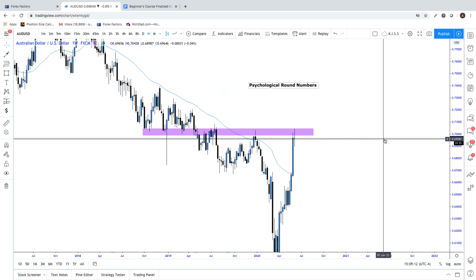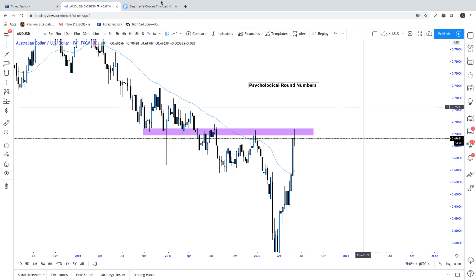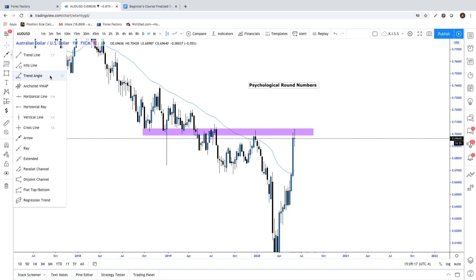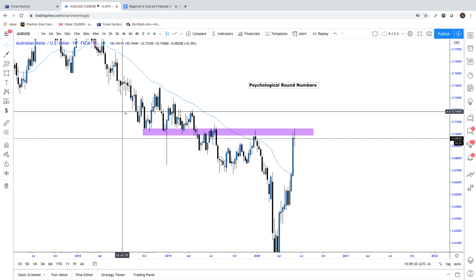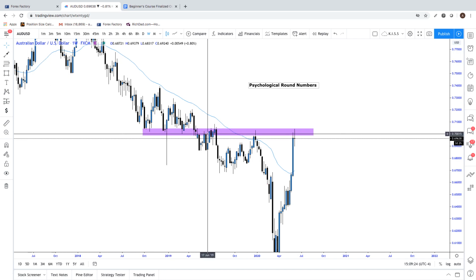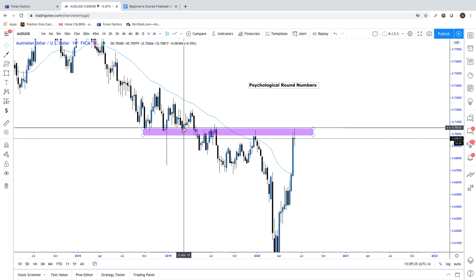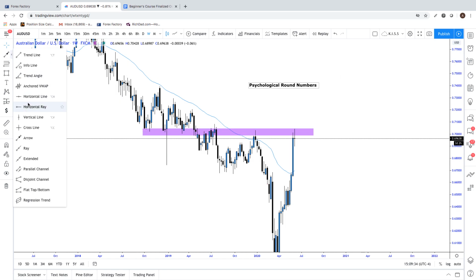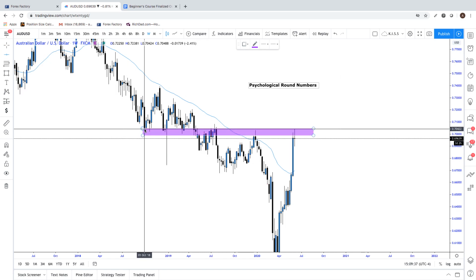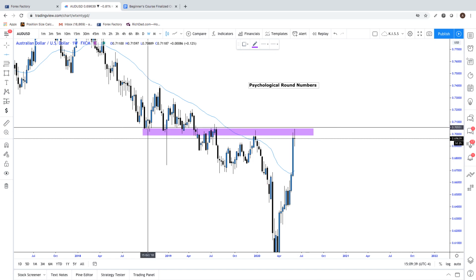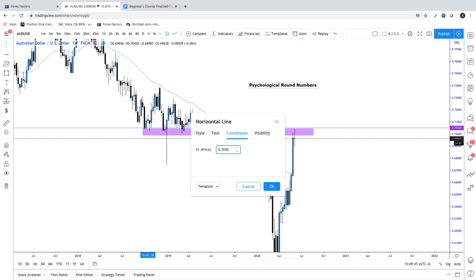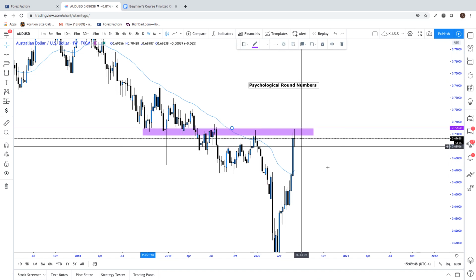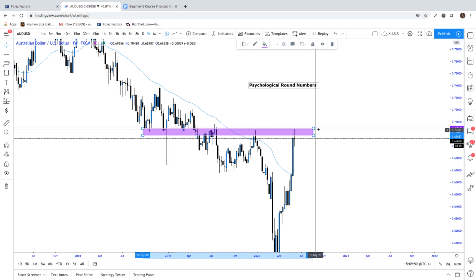You will also see quarter levels like 25 and 75 as key levels. But what we're doing here on the weekly time frame is identifying the area, right, a general zone where we've seen support and resistance, and we're looking over to our price bar to see what round number we are around. And in this case, we can identify 0.7050, 0.7050. Okay, and that is a round number.